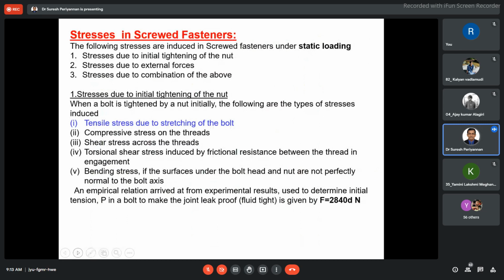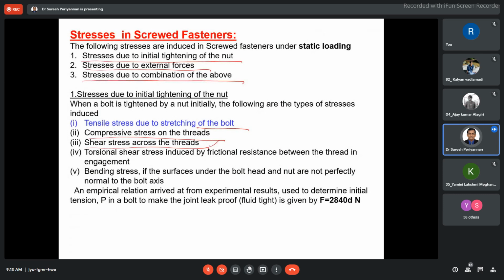Stresses in screwed fasteners: stresses due to initial tightening, stresses due to external forces, and stresses due to a combination of both. Now see here, stresses due to initial tightening; we are going to discuss these later. Tensile stress due to stretching of the bolt, compressive stress on the threads, and shear stress across the threads. Across the threads means these are inclined threads, which may create shear stress.